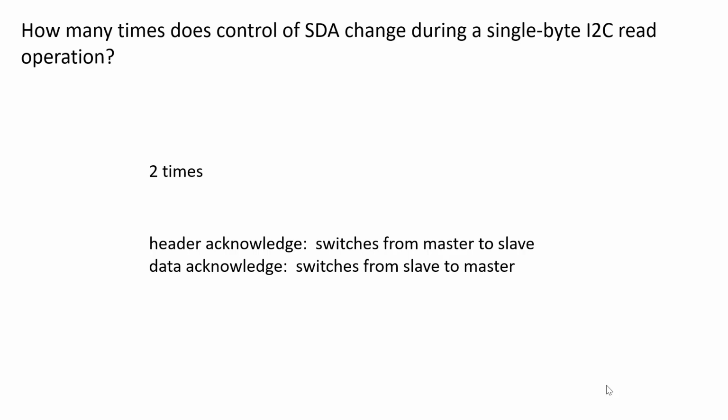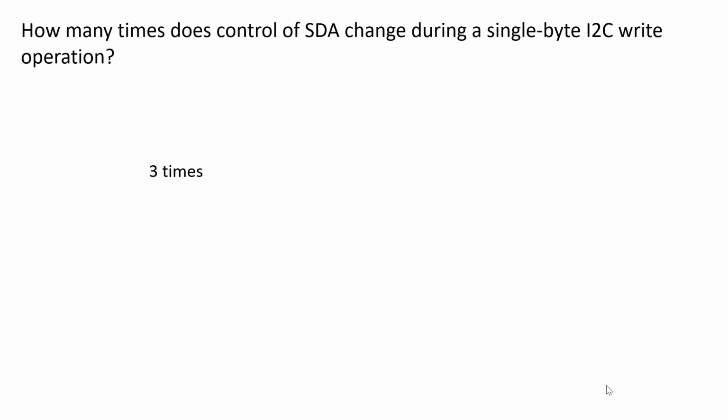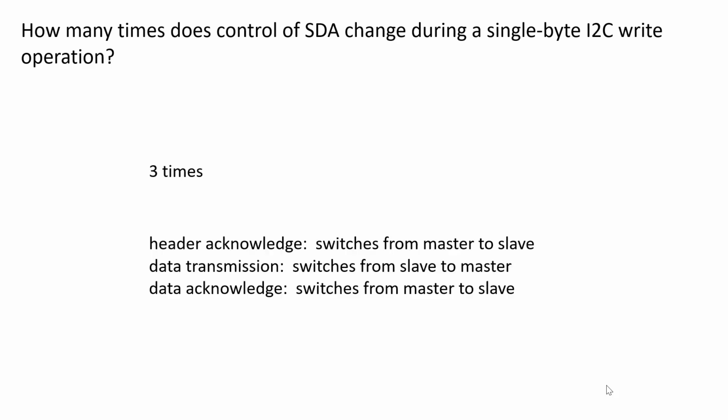So the answer would be 3 times if I said write operation. So if it's an I2C write, you change control 3 times. I2C read, it's 2 times. Which, okay, there we go. Yeah, that's right, 3 times.